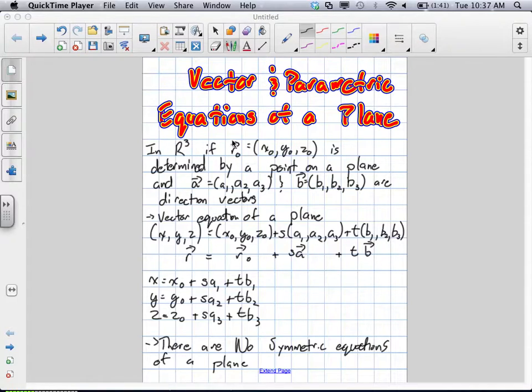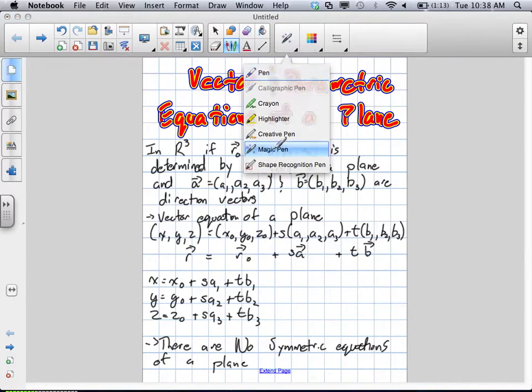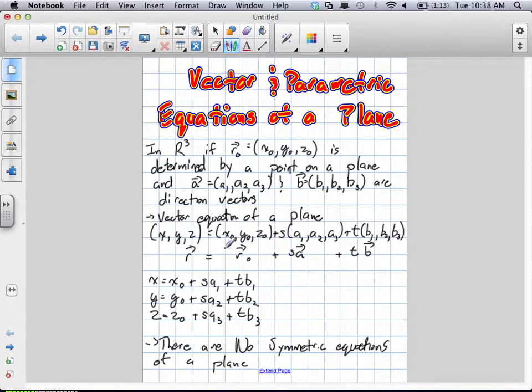In 3 space, the vector r naught, if it's defined as x naught, y naught, z naught, is determined by a point on a plane, and vector A and vector B are directional vectors. Okay, so very similar to our vector equation of just a vector itself, not a plane. We start with our r naught, and then we have a directional vector. But there's actually 2 directional vectors here. And we're going to talk about why you need 2 directional vectors for a plane in a minute, where normally with just a vector itself or a line, we only need 1 directional vector. For a plane, we have to have a second one involved.